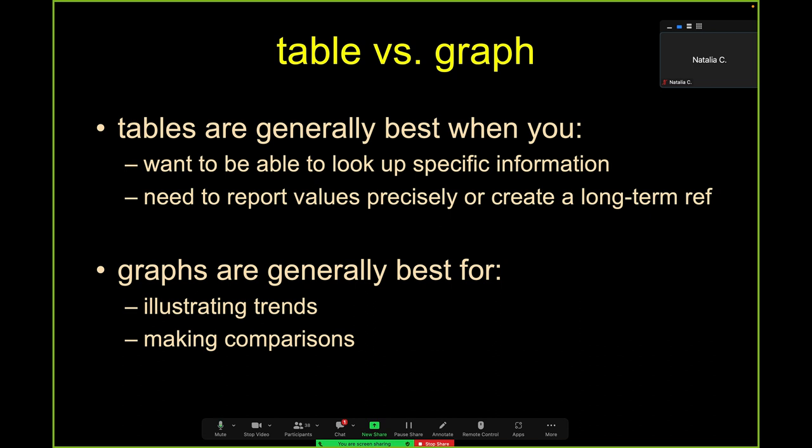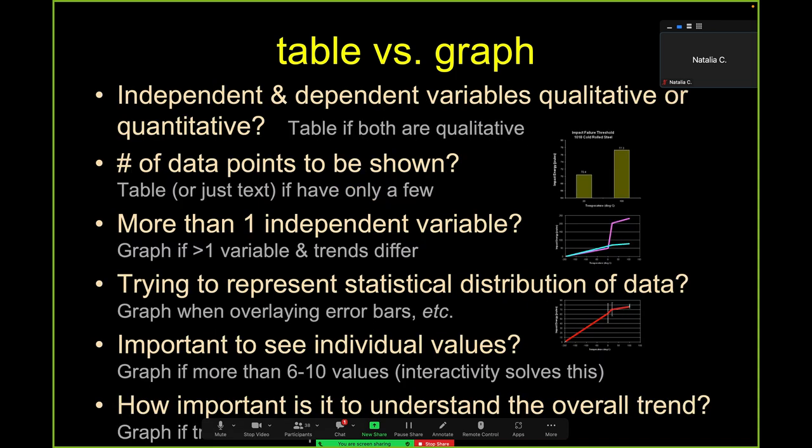Generally speaking, tables are best when you want to be able to look up a specific value, a specific piece of information, when you need to report that very specifically. And then graphs are better when we want to just show the overall trends, or we want to compare this category versus that category. When would we use a table versus a graph?